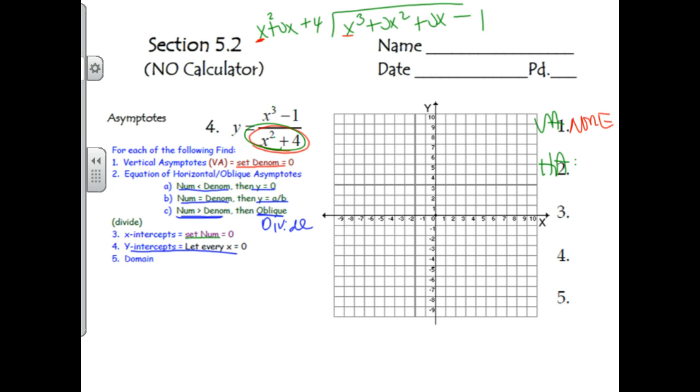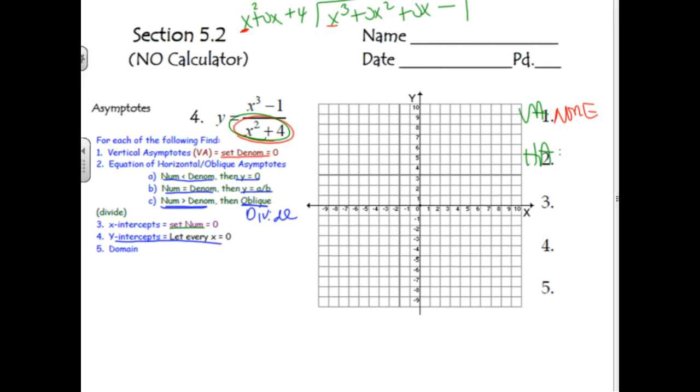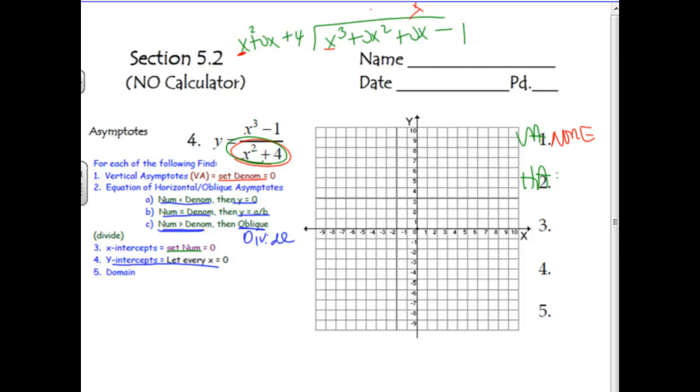Didn't quite work out like I thought. All right, there it is, x times. So this is x cubed plus 0x squared plus 4x, and I got a 0x squared, and x squared goes into 0x squared 0 times. So again, it's y equals x, 45-degree angle.